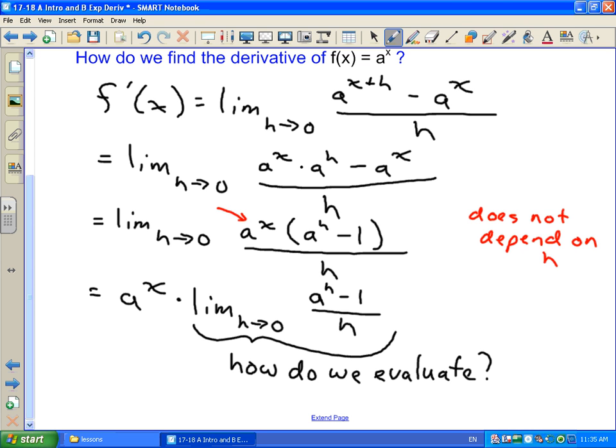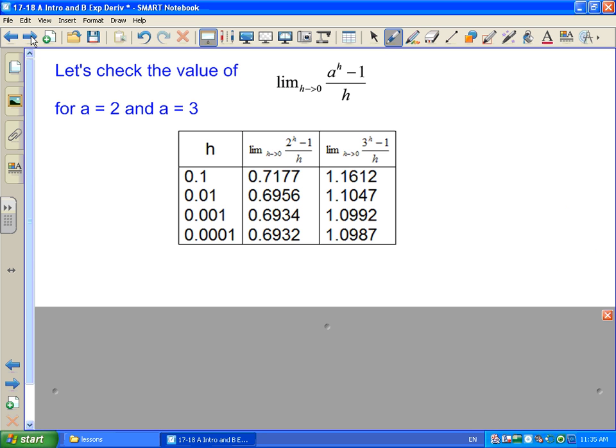Fortunately, I've already done that for us. We're checking the value of the limit as h goes to 0 of (a^h − 1)/h, and I picked the values a equals 2 and a equals 3. Now don't worry about copying down this table, because all that really matters is that we're taking h values that get smaller and smaller, and we're checking the value of this limit.